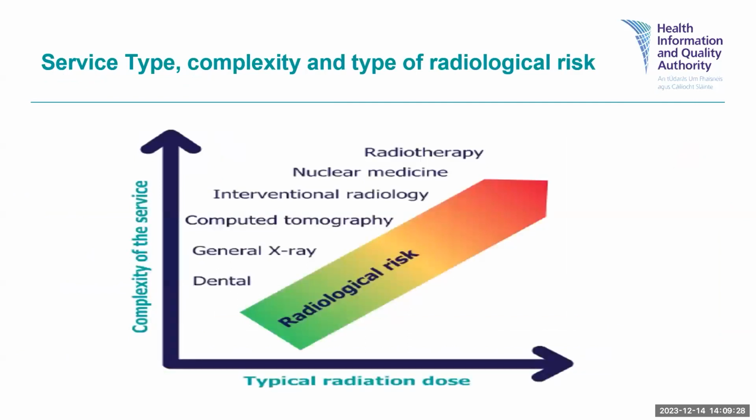So this is another graph, just to show the level of radiological risk versus the complexity of the service. And this is something that we as inspectors need to take into account when we're monitoring the services that are in our directory. We're going to be coming back to this slide as we go through the presentation and talk about how this relates to the clinical audit strategy and the national procedures document.